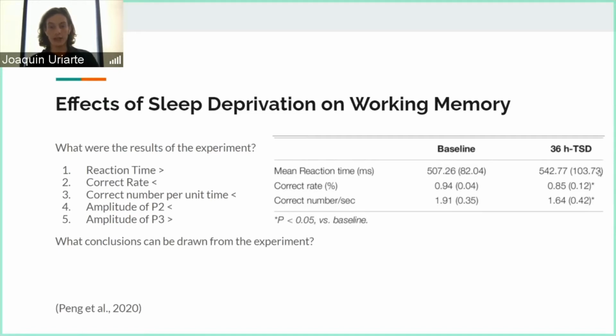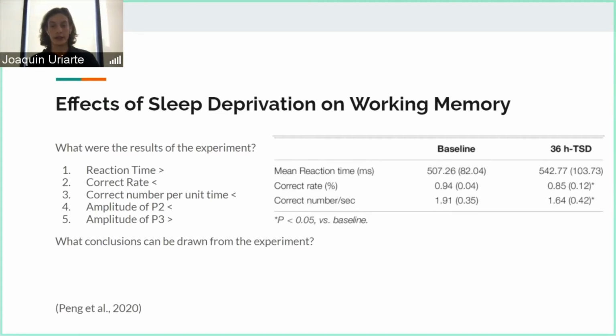Now, as for the EEG data, the scientists observed a significant decrease in the amplitude of P3 and a significant increase in the amplitude of the P2 component. The N2 amplitude also decreased, but not enough to reach statistical significance. Now, the conclusion can also be divided in 2.